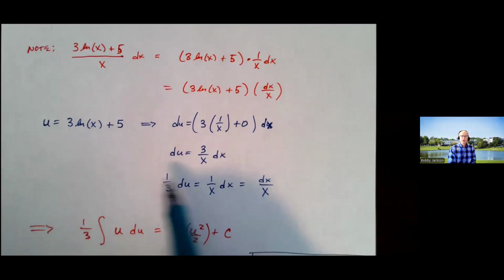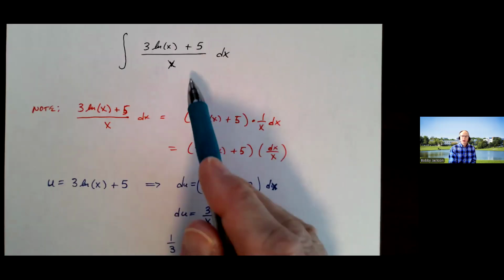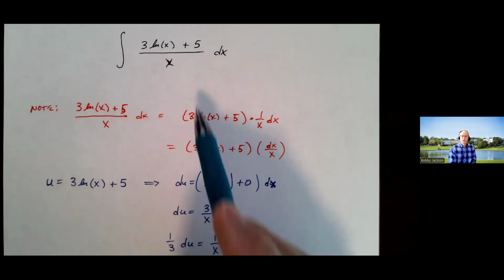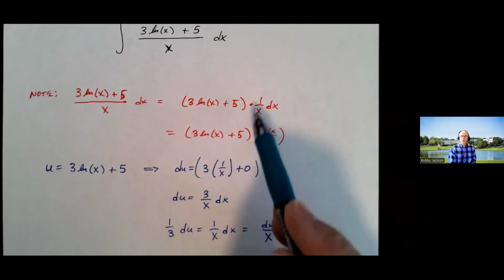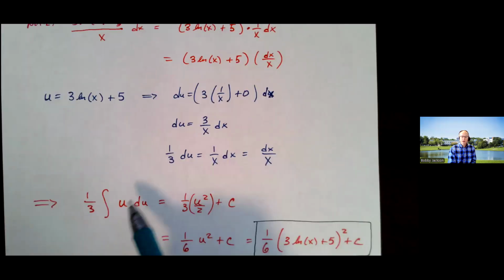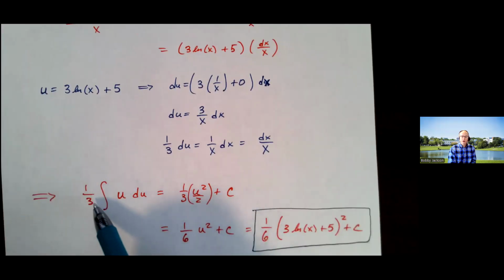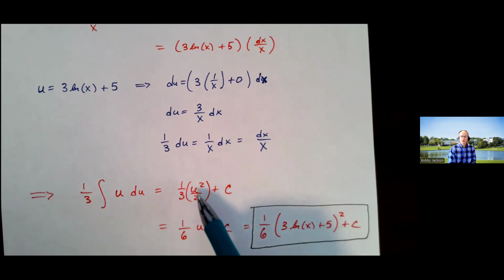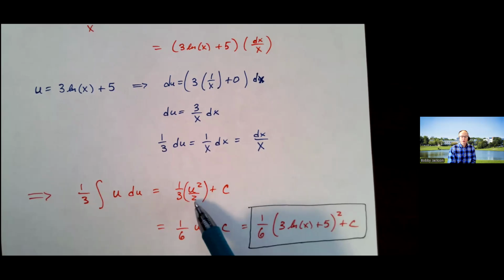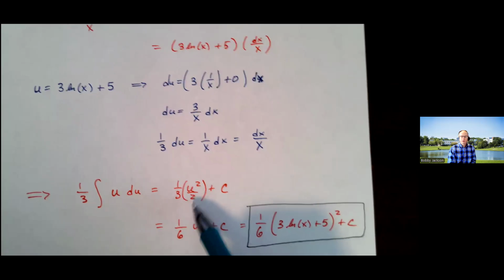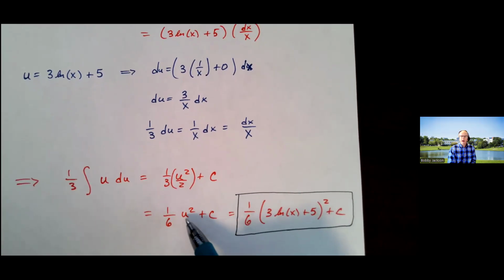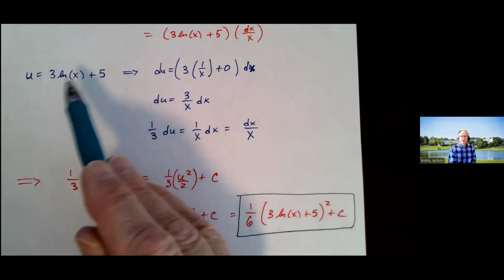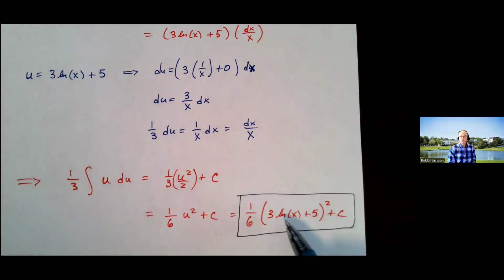Notice what happens when I replace this expression with u: this part becomes u, and this part becomes 1/3 du. And so I just get u du, and that 1/3 can come out. What's the antiderivative of u? It's just u squared over 2, or 1/2 u squared, by the power rule. 1/3 times a half is 1/6. There's my antiderivative in terms of u. Go back to the original variable, replace u, and there it is.